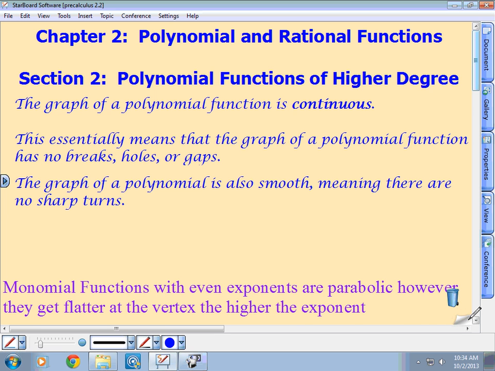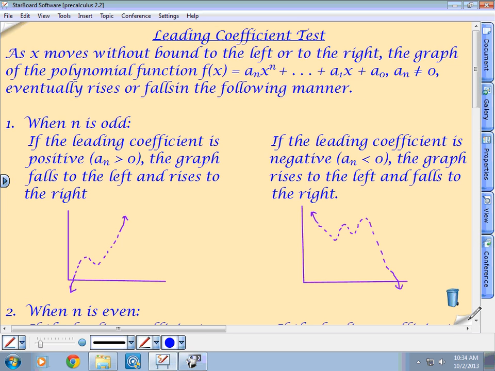Okay. That part is simple. So we have this leading coefficient test. When we have a polynomial, as x moves without bound to the left or the right, that means that once you have your graph, as you go to infinity or negative infinity, your graph goes on to infinity, or comes from negative infinity. We want to know what's happening to that graph.